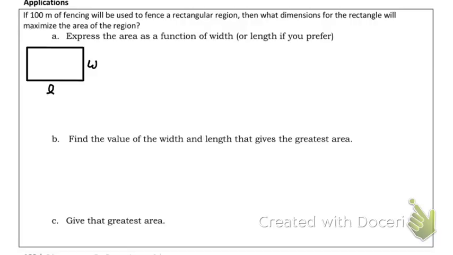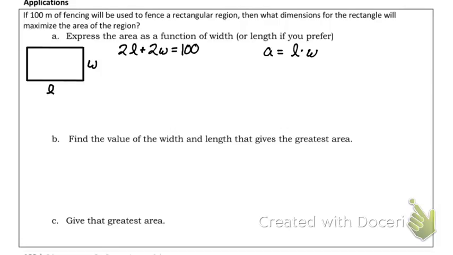All right, so we have length and width. Well, they give me a perimeter, so we're going to have to use that. Use whatever they give you to start off with. So that is 2 times L plus 2 times width equals my 100 meters. I'm also going to put over here that area equals length times width. But it says express the area as a function of width or length.